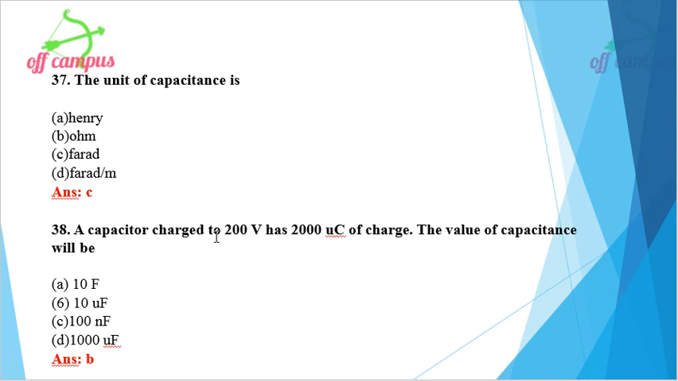Next problem. A capacitor charged to 200 volt has 2000 microcoulomb of charge. The value of capacitance will be? What is given? Voltage and charge value are given. C is Q by V, charge by voltage. So 2000 divided by 200 is 10, and the unit is micro, so 10 microfarad. Option B, 10 microfarad, is the right option for this problem.